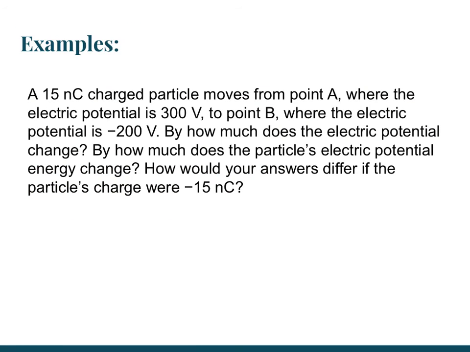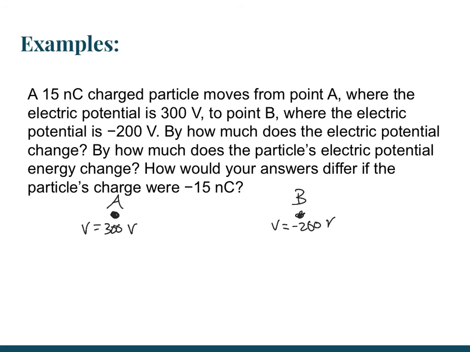All right, for the last little bit, we are going to look at a couple of examples that are non-conceptual, well, slightly conceptual, but have actual calculations. First one reads, a 15 nanocoulomb charged particle moves from point A, where the electric potential is 300 volts. So I'm going to go ahead and draw that. This is point A, where potential equals 300 volts, to point B, where the electric potential is negative 200 volts. By how much does the electric potential change?